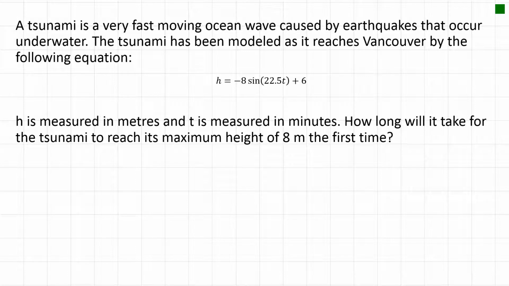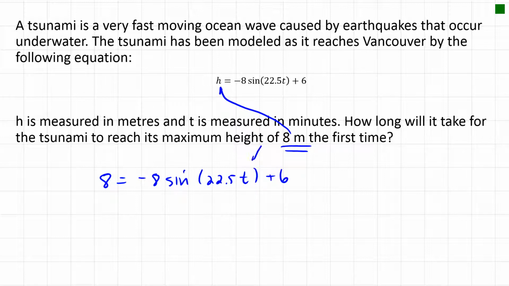So here we've got a tsunami that's being modeled using a trig function, and we know that the height is 8 meters. So I'm going to plug 8 meters into the height. So 8 equals negative 8 sine 22.5 times t plus 6. So to get t all by itself, I'm going to peel away at the other numbers.